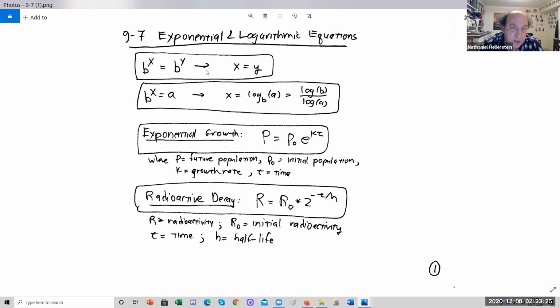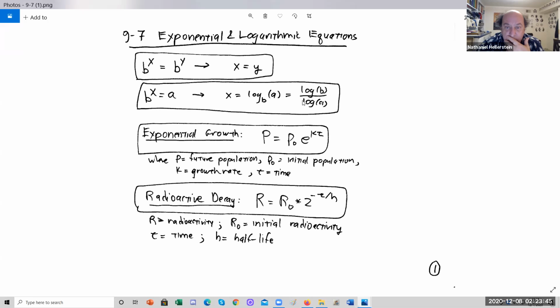Log base b of b to the x is x, log base b of b to the y is y, so x equals y. Here we have b to the x equals a. We solve for x by taking log base b of both sides and get x equals log base b of a. This, however, we can use the change of base formula. So this equals a ratio of logarithms.